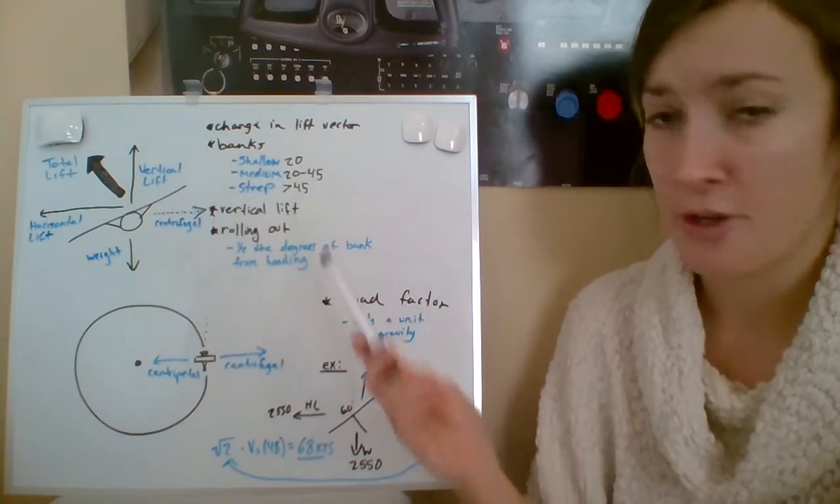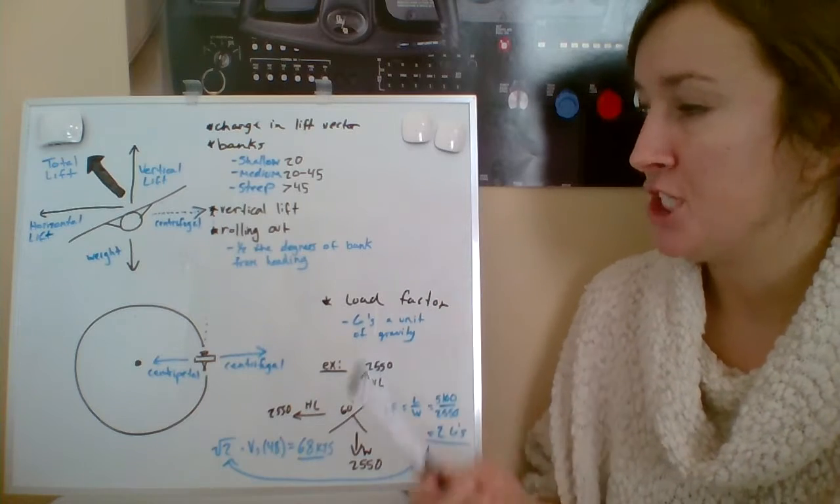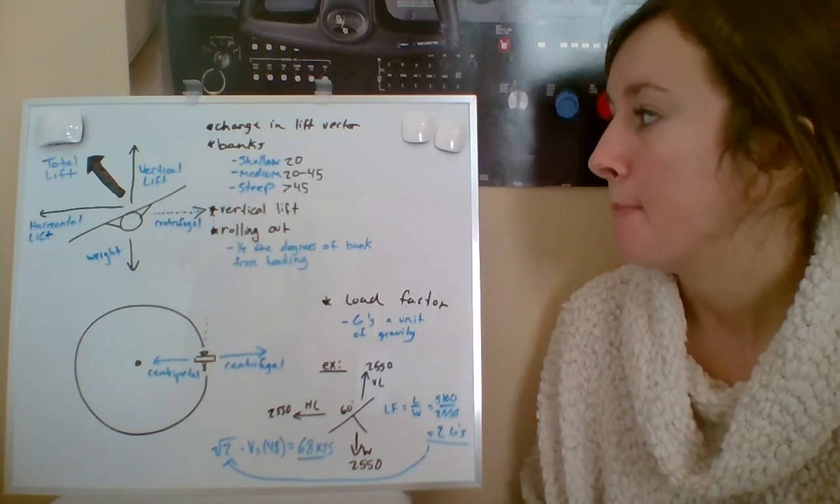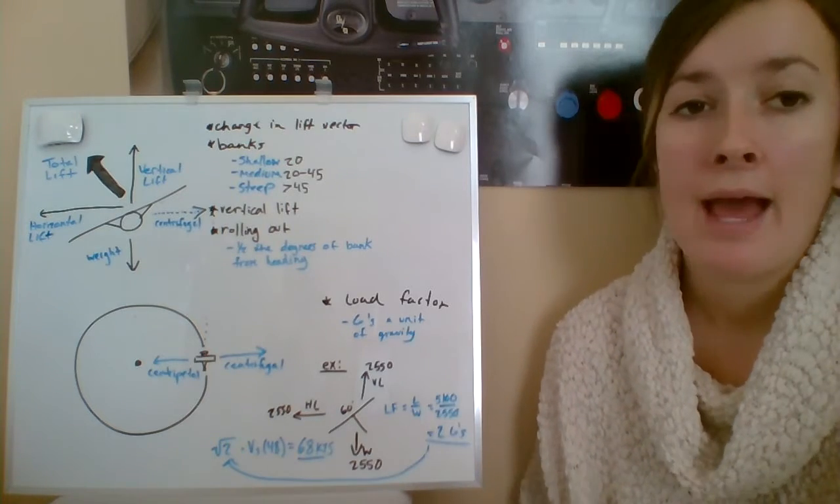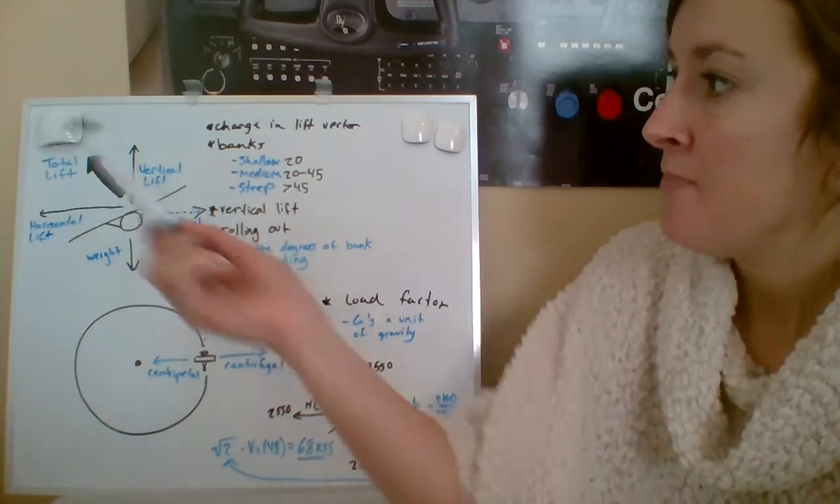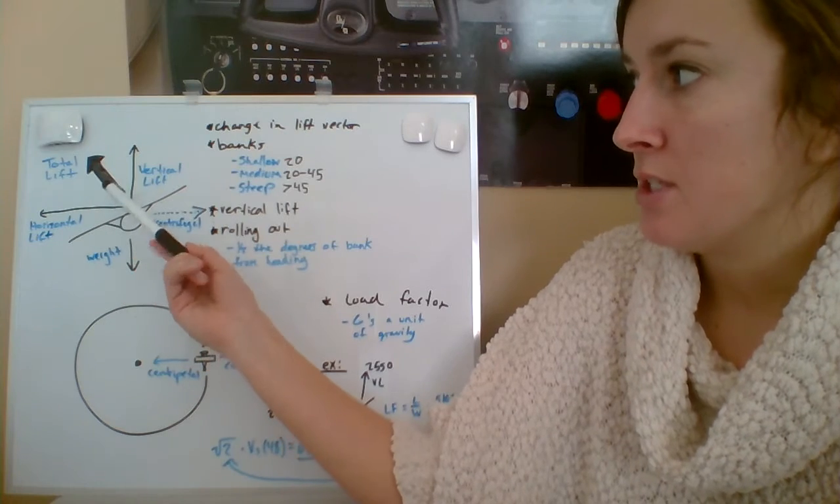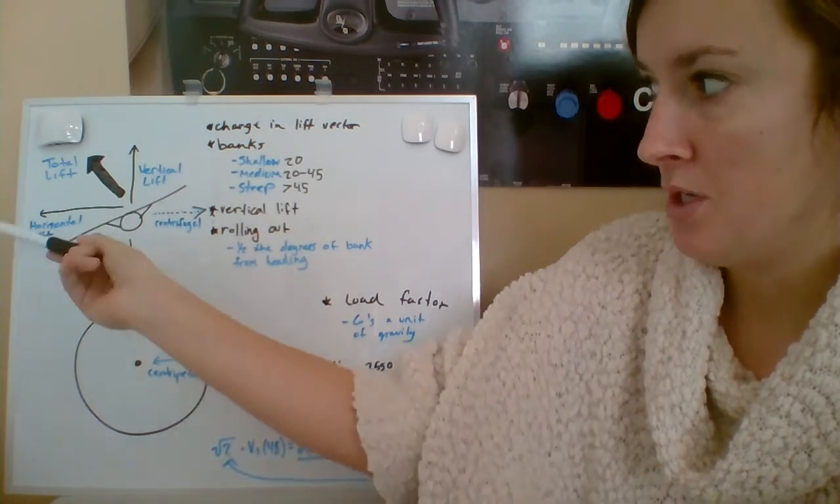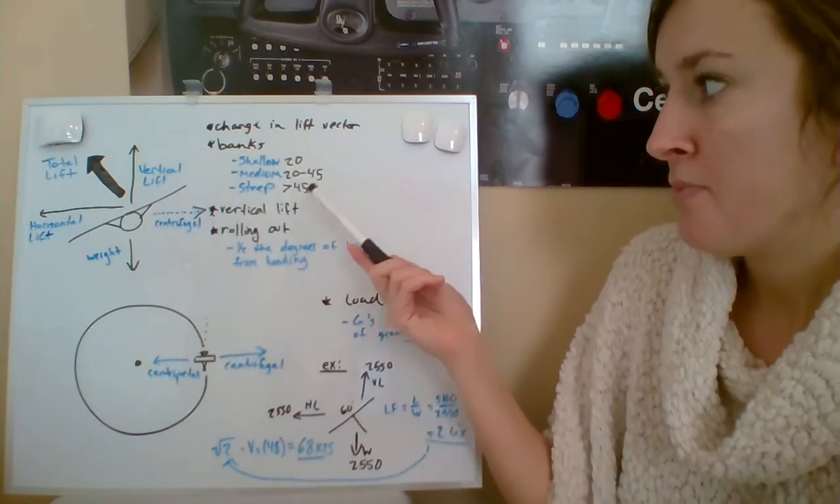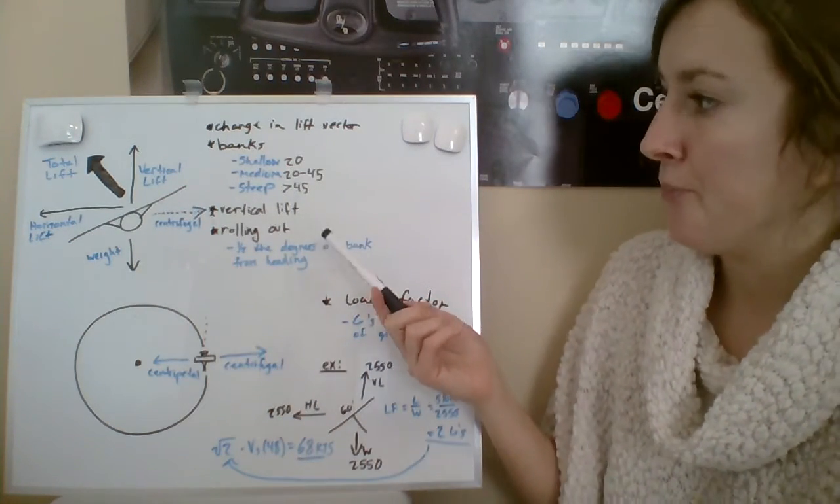And so depending on our bank angle, which could be shallow at 20 degrees, medium at 20 to 45 degrees, or steep at greater than 45 degrees, this vector is going to shift because we will have a greater horizontal lift than vertical lift with the greater the bank angle.